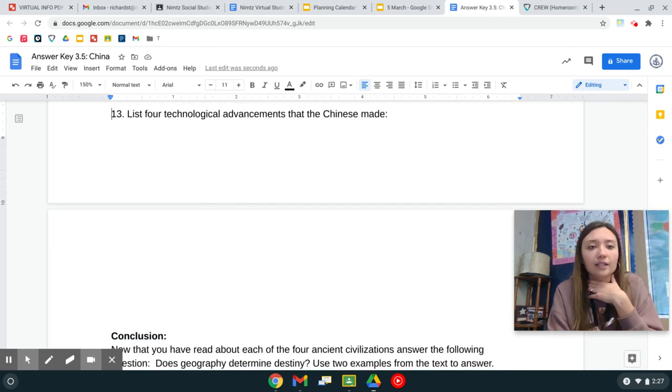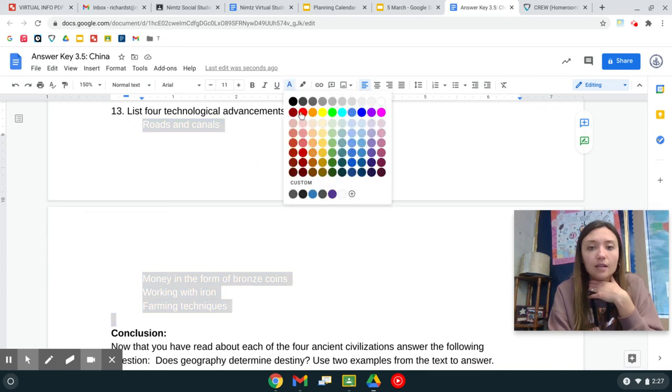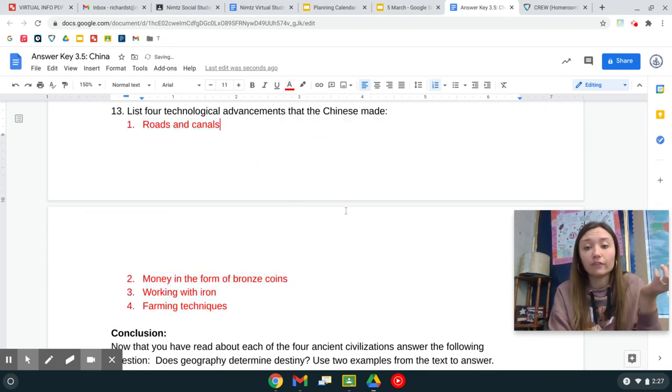All right, number 13, list 4 technological advancements that the Chinese made. So these are very important. I hope that you got these, okay? So we have roads and canals, and that was really beneficial for trading. Money in the form of bronze coins. That's that use of bronze I was talking about earlier. So they had bronze coins now, right? We still use coins today. I mean, this was the first time that they really created bronze coins, right?